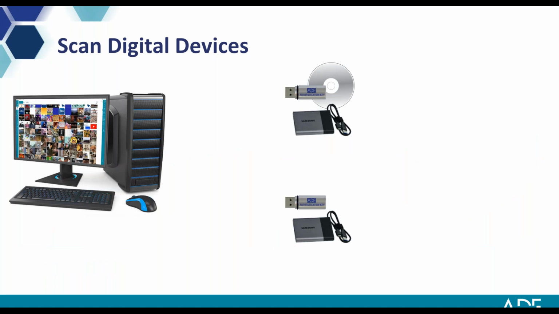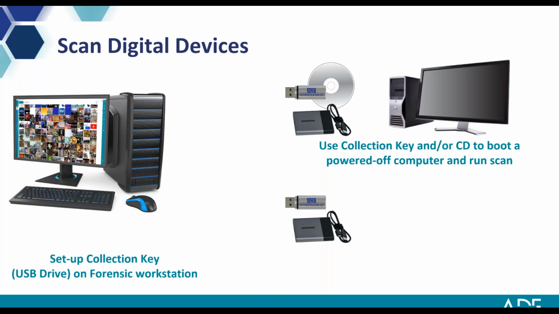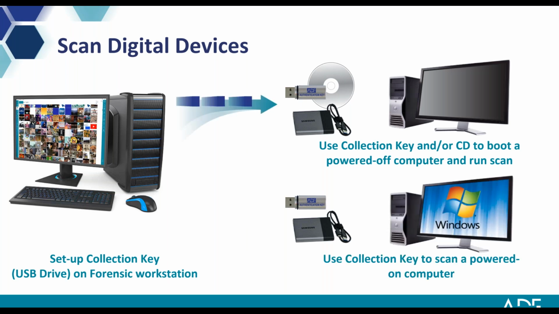We also put it out onto a collection key. You can take that collection key out into the field and conduct either a boot scan from a powered off computer or a live scan on a Windows machine that is up and running. You plug in the USB device, either boot to it or start it on the live machine, run it from the tool. You can collect RAM, you can image, and you can run multiple keys on scene with one license.